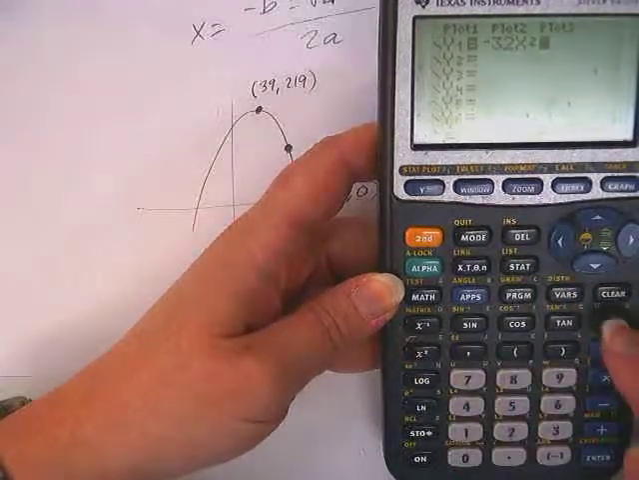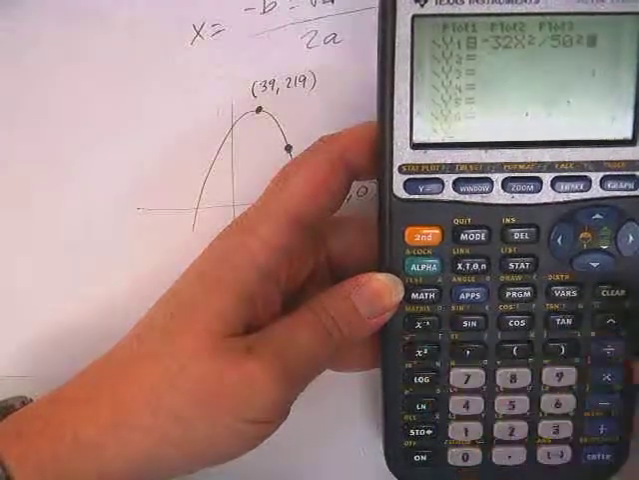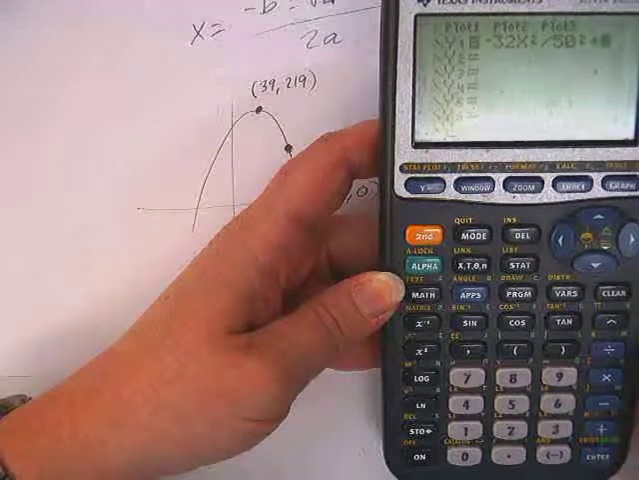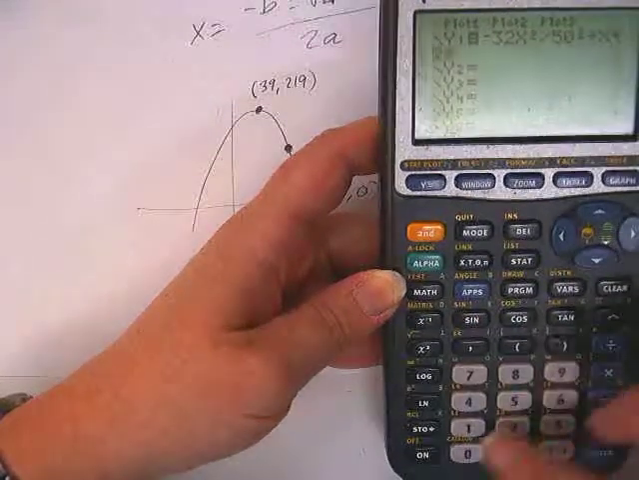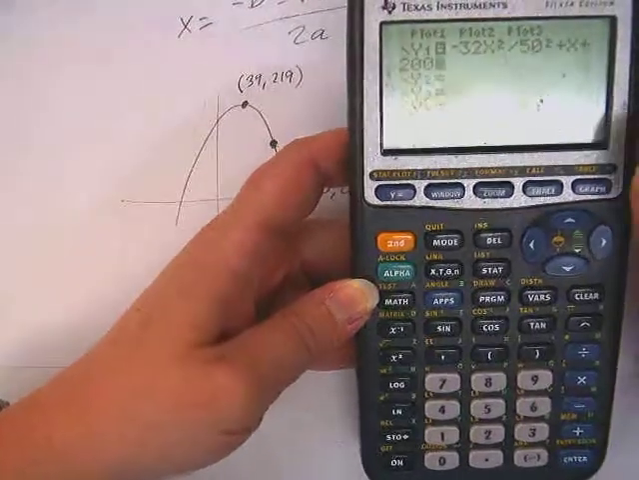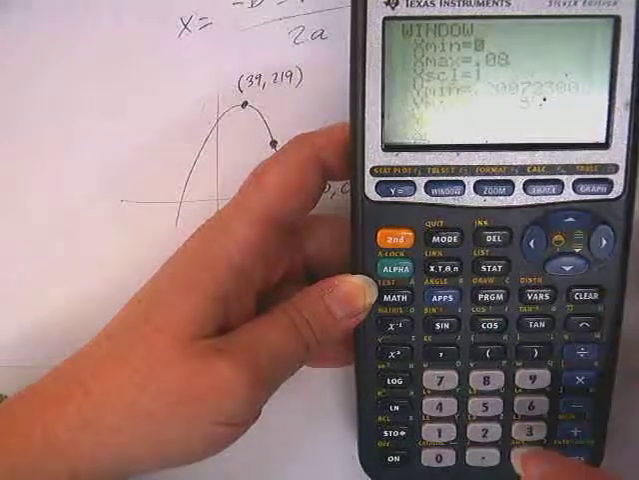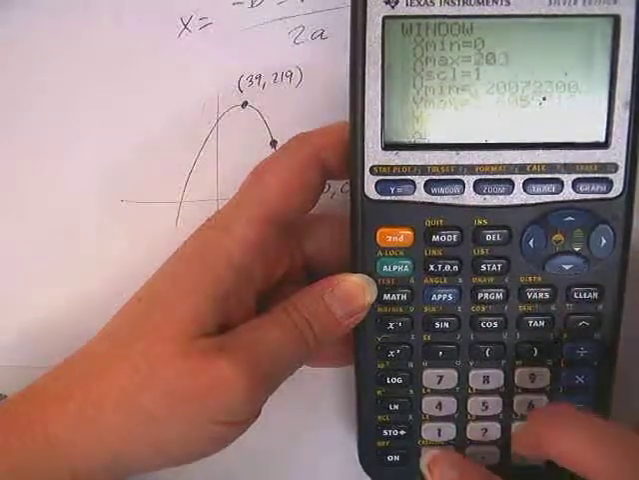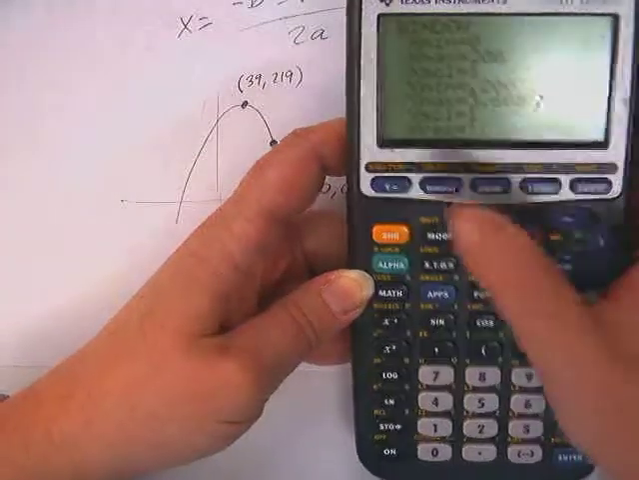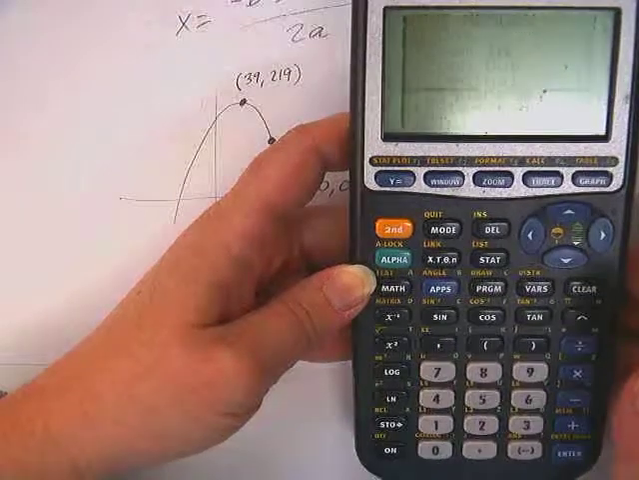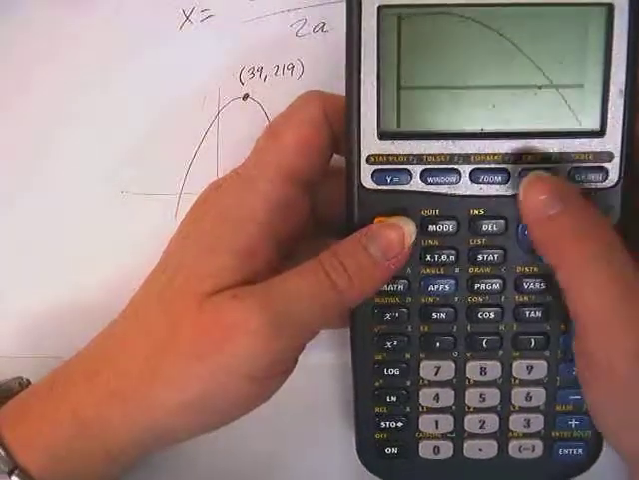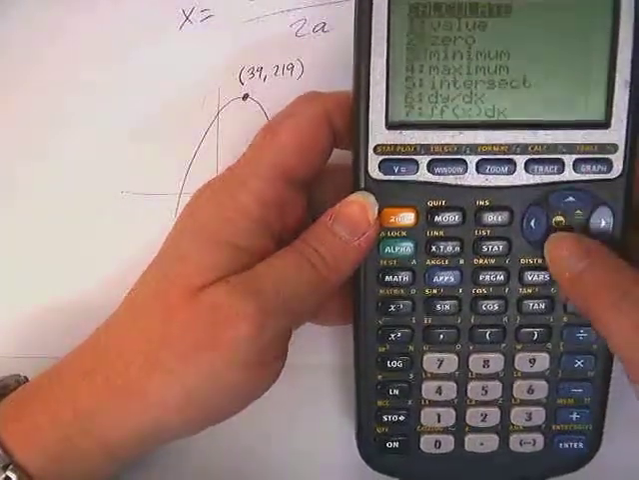Alright, so we have to type in this whole function here. So it would be -32x squared divided by 50 squared. Because the exponents will happen first and then the multiplication, I don't need any parentheses there. And then plus x and then plus 200. Then we go to our window and we change the x-min and x-max to 0 to 200 because they gave us that in the problem. And then we go to zoom fit, so zoom 0.